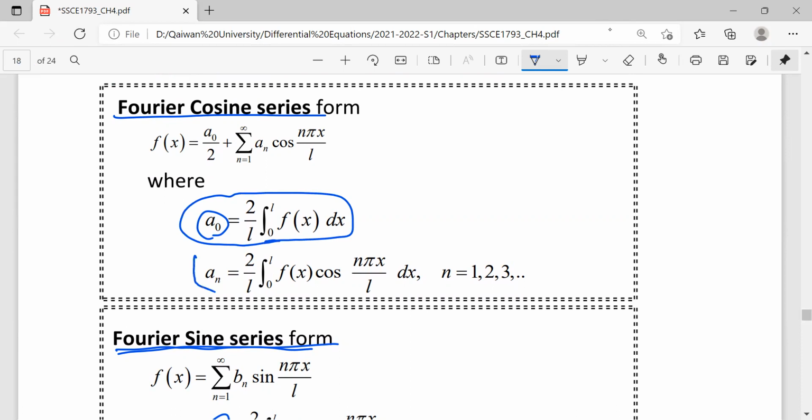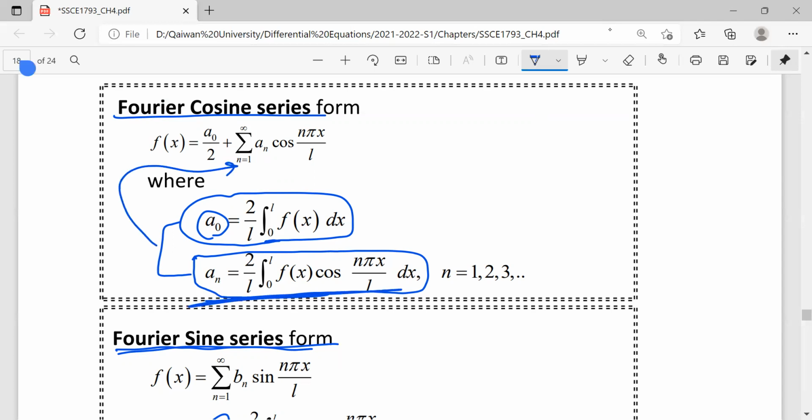And for An, we say it is 2 over L, the integration from 0 to L for f of x cosine n pi x over L dx. Here we find a naught and a n by using these two formulas. It's for the Fourier cosine series. If we are asked to find the Fourier cosine series, we just need to find a naught and a n using these two formulas, and then we plug into this formula. That would be the Fourier cosine series.